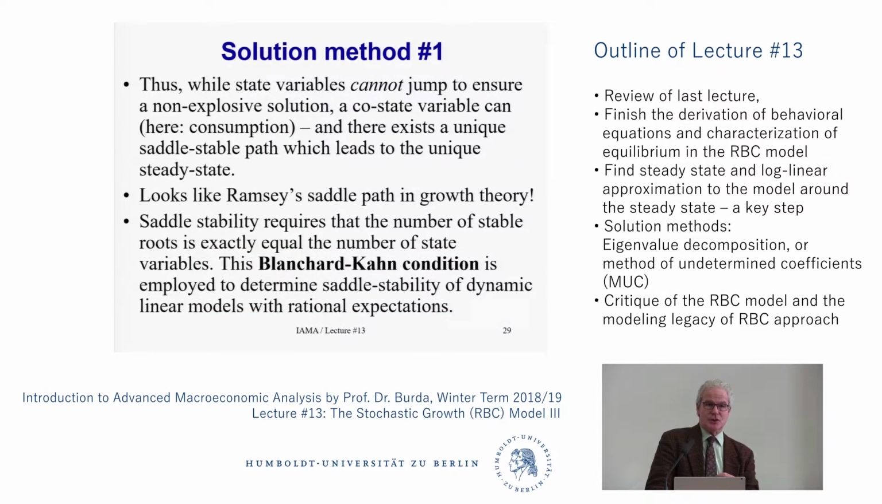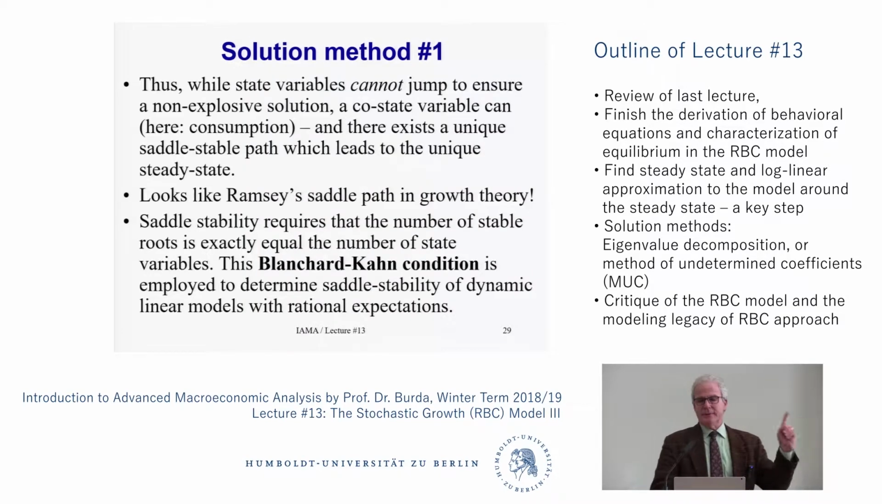State variables cannot jump. That's the way it works. The only thing that's going to save us is the behavior of consumption. So the co-state variable is consumption, just like in the Ramsey model, just like in growth theory. Same idea. It's beautiful. Okay?